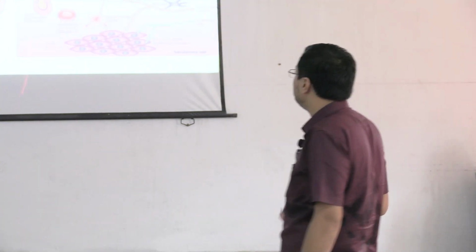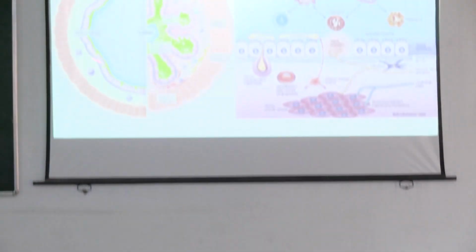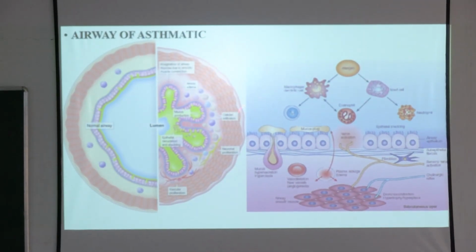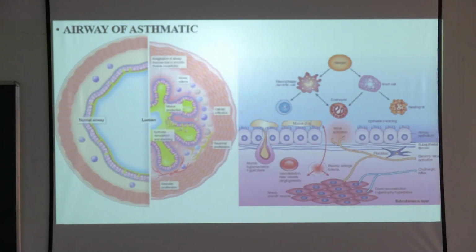So this is an airway of an asthmatic. This is the normal airway, and after this inflammation, the lumen of the airway is narrower, filled up with mucus and cellular debris and smooth muscle hypertrophy. So new vessel formation, angiogenesis, which I just mentioned, vasoconstriction, and mucus plug formation.